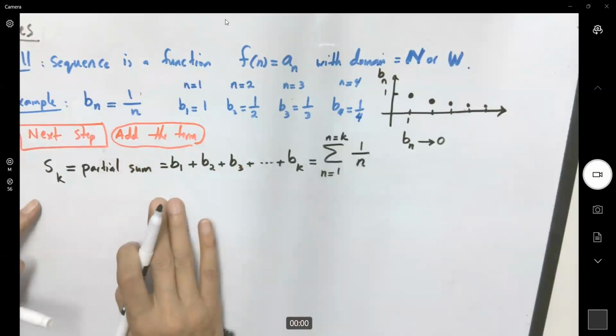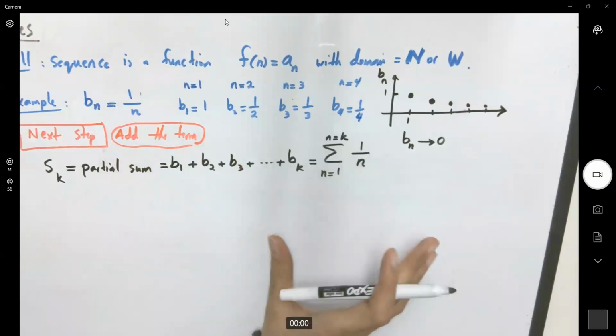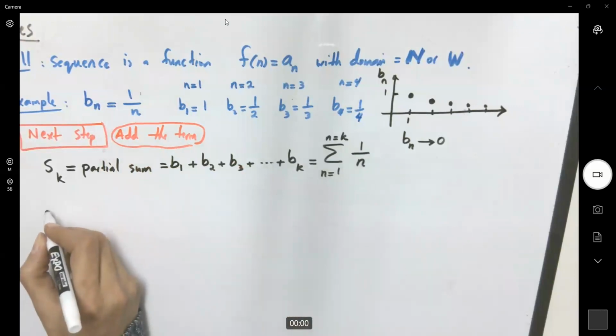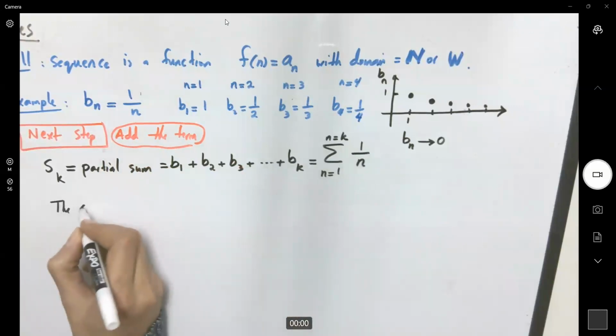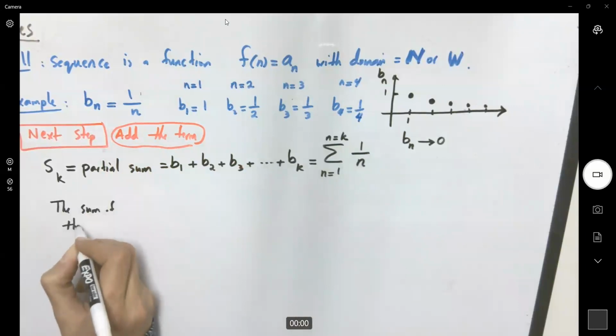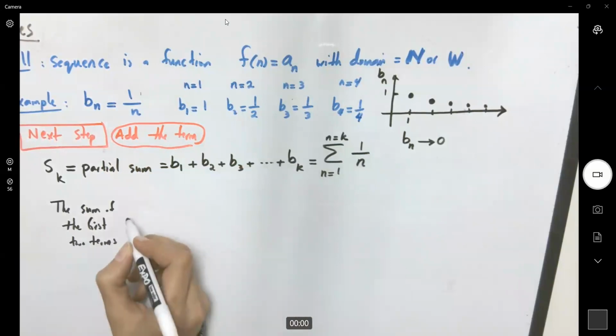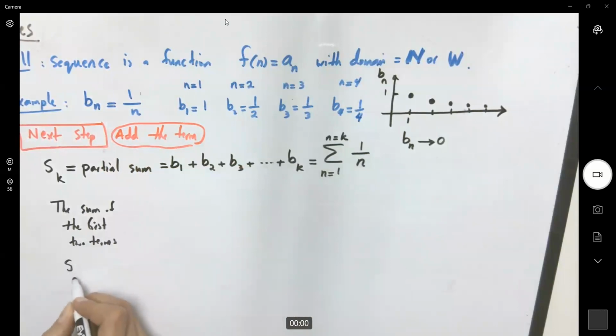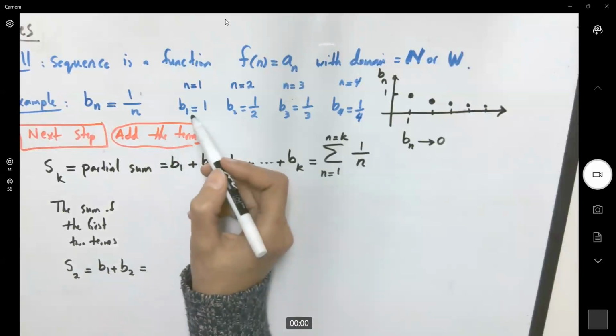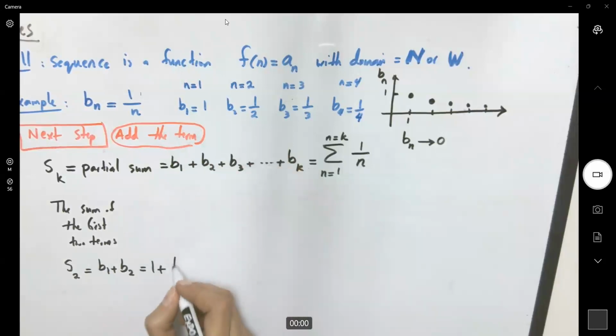So this guy gives me the partial sum. For example, if I ask you to find the sum of the first two terms, nothing really complicated. You're going to write it this way. You're going to say that, hey, I have s sub 2, the first two terms, which is b1 plus b2. But what is b1? b1 is 1, b2 is a half. So this is equal to, well, I have 3 halves. Am I right? 3 divided by 2.